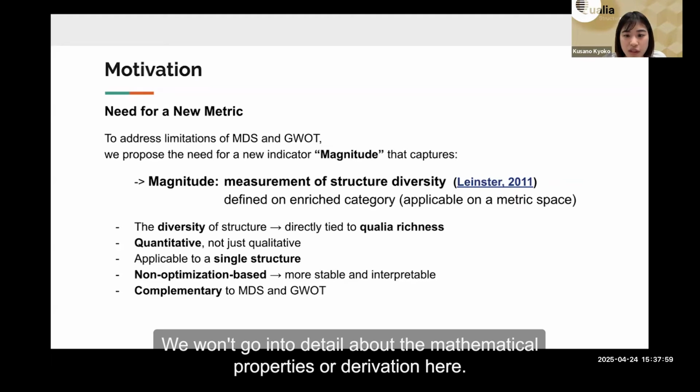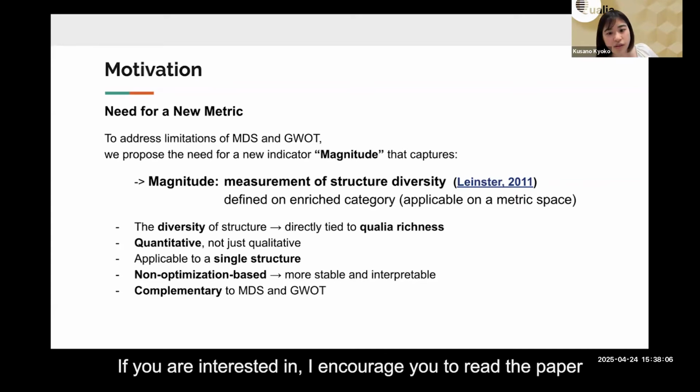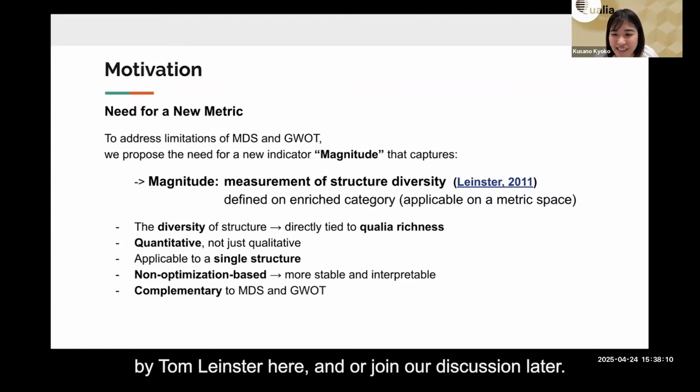We won't go into detail about the mathematical properties or derivation here. If you are interested, I encourage you to read the paper by Tom Leinster here or join our discussions later.